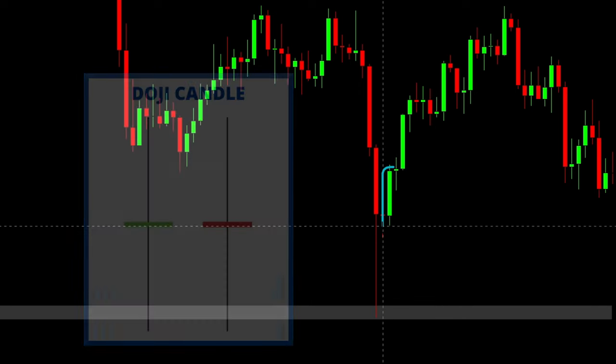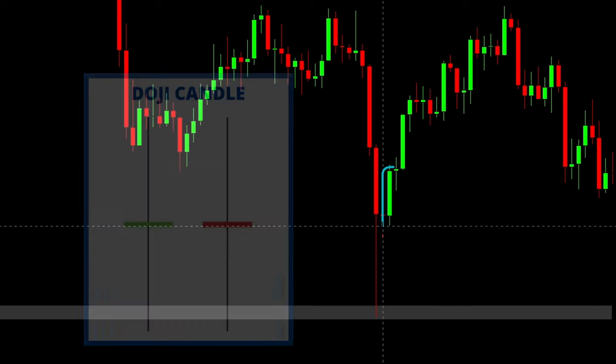As for our target level, just for demonstration, let's keep it simple with a 2-to-1 risk to reward ratio. And as you can see in this case, yes, it took a while, but eventually the uptrend continued here and we met our profit target.